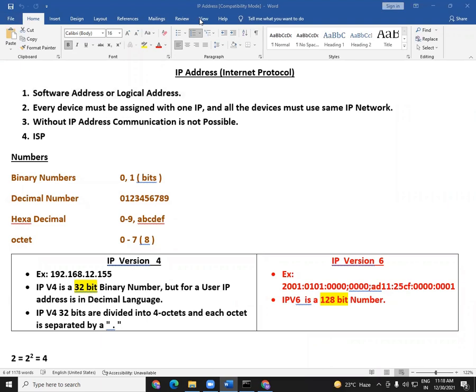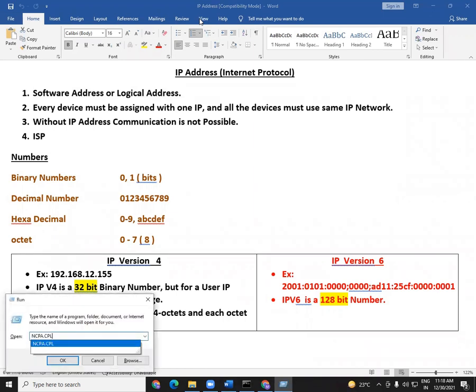There are 2 ways of assigning an IP address. One is called the static way, another one is called the dynamic way. Static means as a user, you are assigning the IP address. Let me show you one demo here.